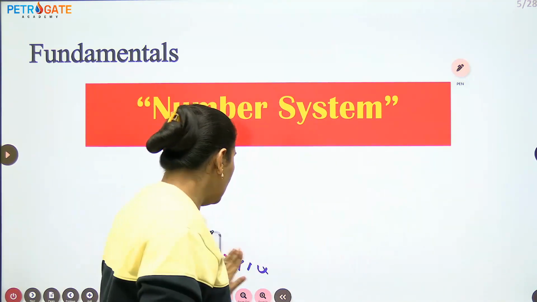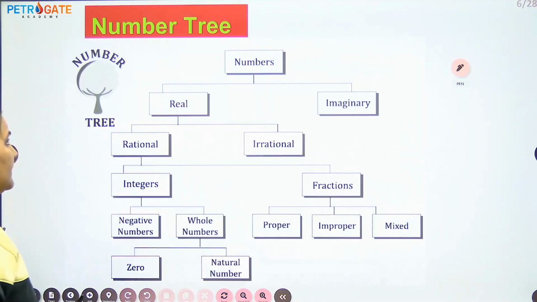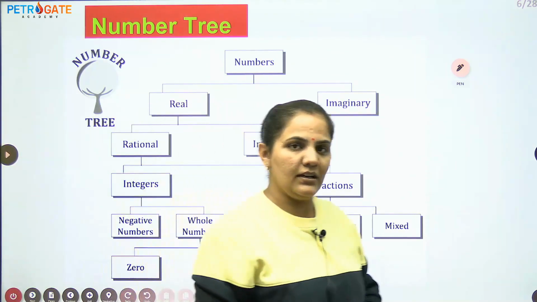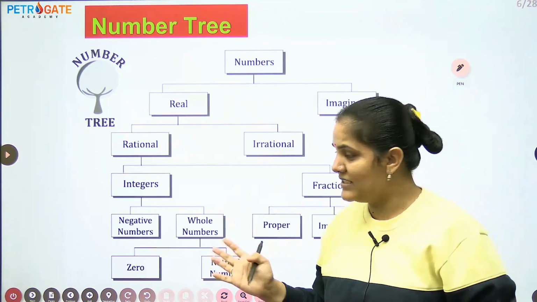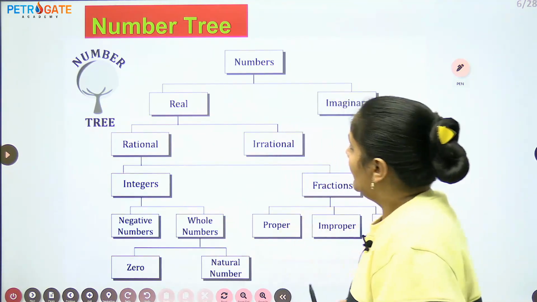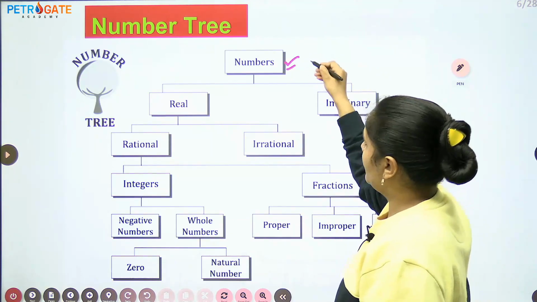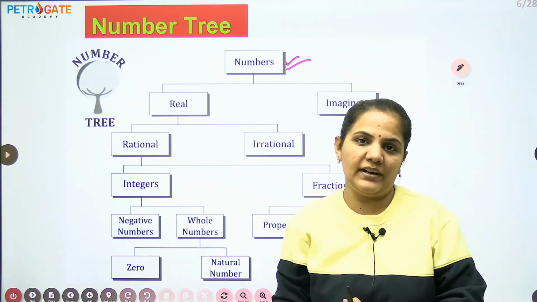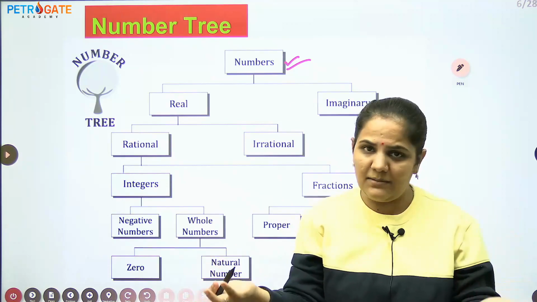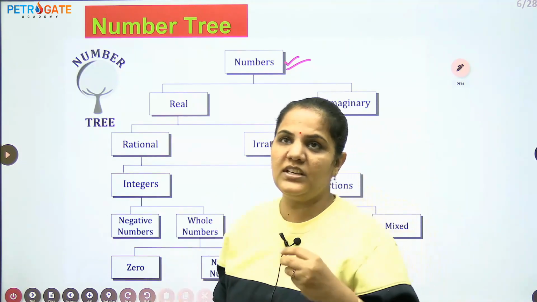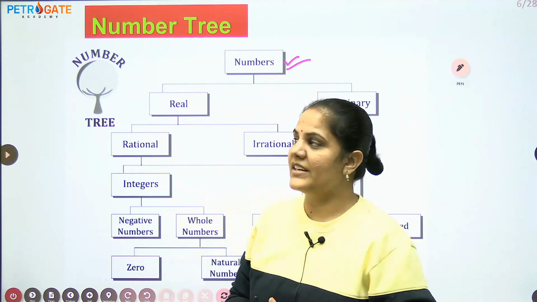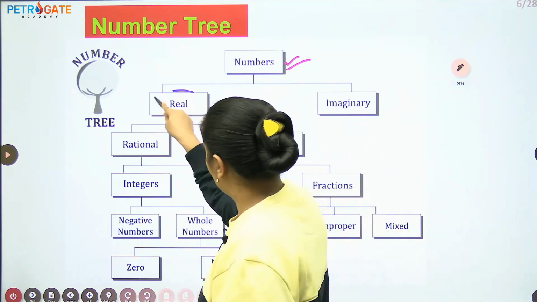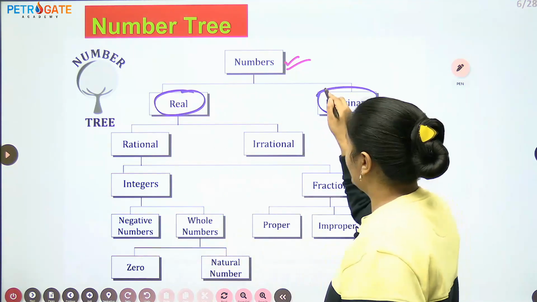As I already told you, let's start with the very first thing. This is the number tree. Now you should know about the numbers, and it's a very basic thing. I think you guys already know what these numbers are, but I will tell you. Number tree means when we talk about numbers, there are only 2 categories. The first is real number and the second is imaginary number. Since childhood, since class 5th or 6th, we have been learning these numbers. The first one is real number and the second one is imaginary number.